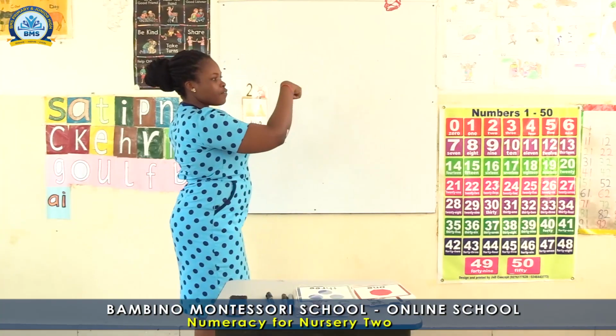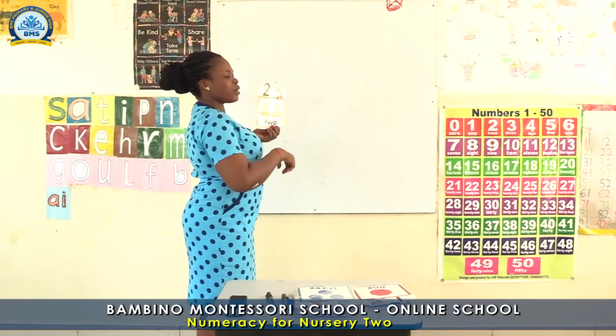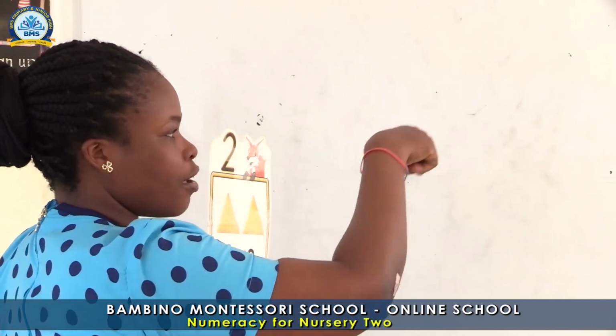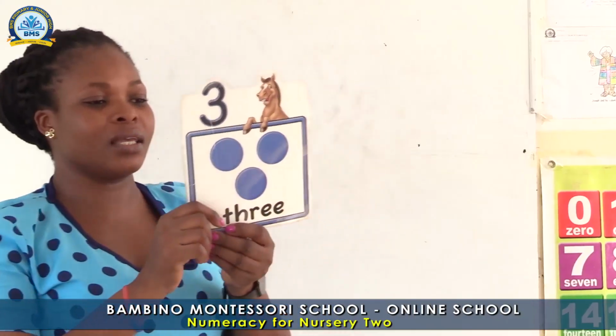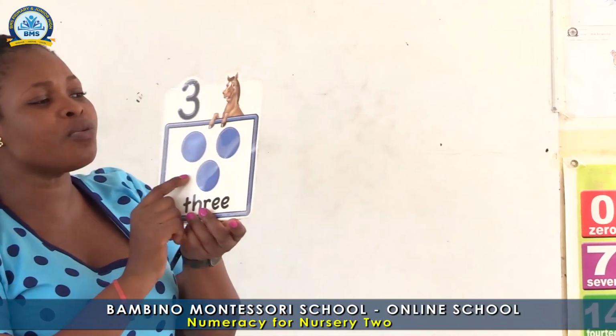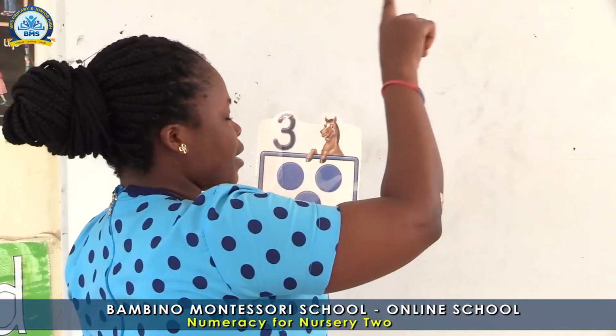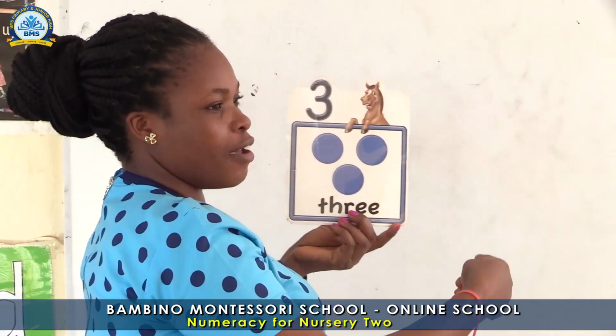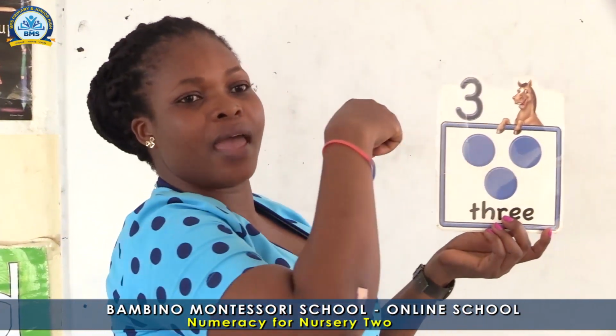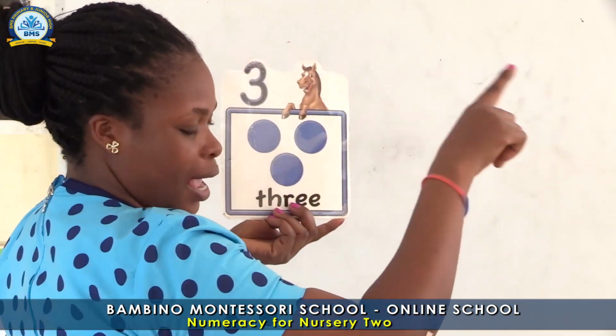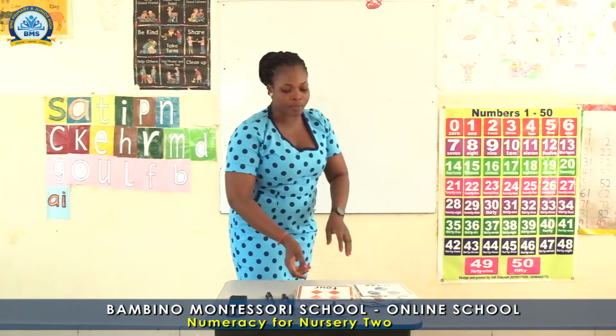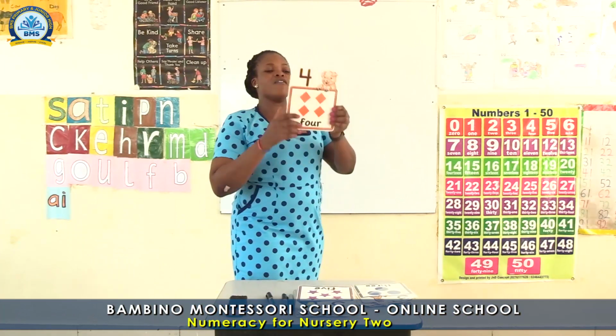A curve and a dash. Let's write it again. A curve and a dash. Good. Now from 2, what number comes next? 3. And how do we write 3? A curve and a curve. Good. So now from 3, what number comes next?